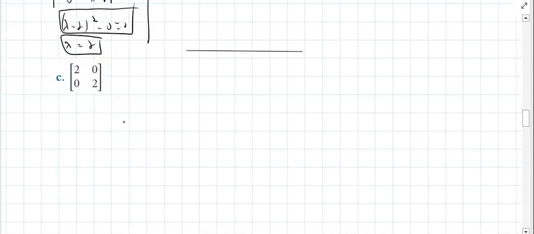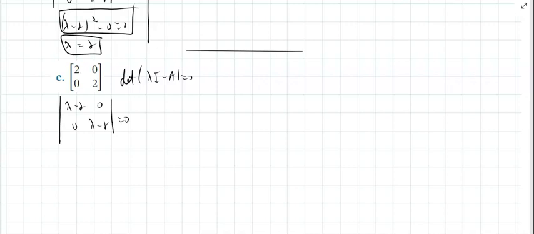And how about this problem? Same deal. We take the determinant. Again, this is a shortcut. Determinant of lambda I minus A and set it equal to 0. That would mean simply lambda minus 2 and a 0 and a 0 and a lambda minus 2 equals 0. And the same as the previous problem, this is lambda minus 2 squared equals 0. Lambda will equal 2.